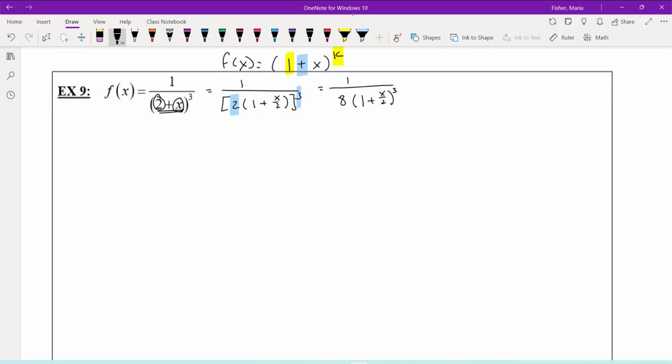Now let's write this without the denominator, so make that exponent negative, and that becomes 1/8 times 1 plus x over 2 to the negative third. Now I'm in a great format to find that binomial series. This 1/8 here is just a constant multiplier, so it's just going to multiply along. My x is going to be x over 2, and my k is going to be negative 3.